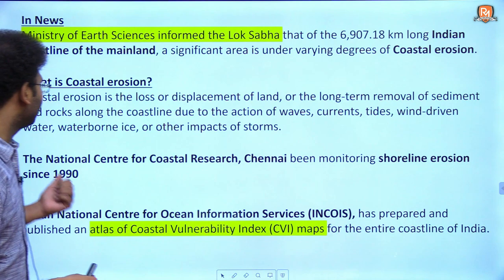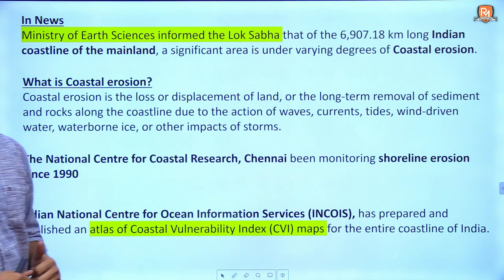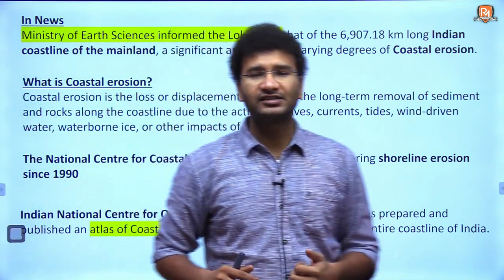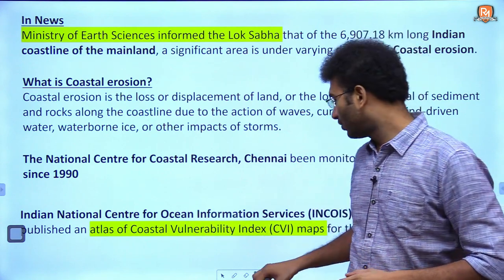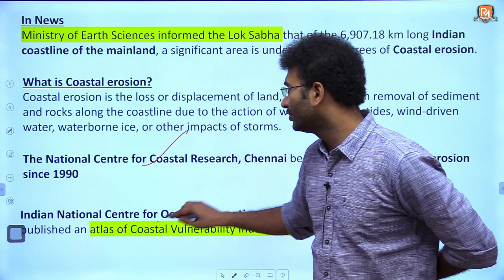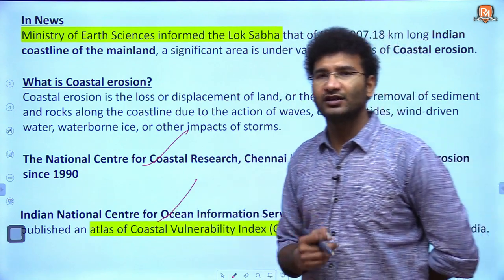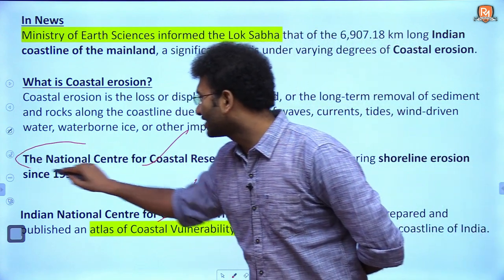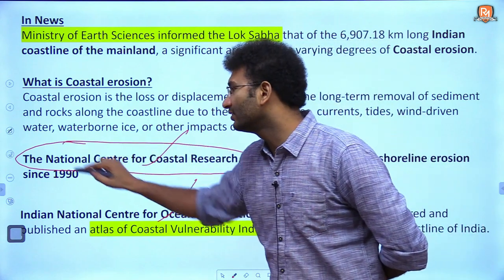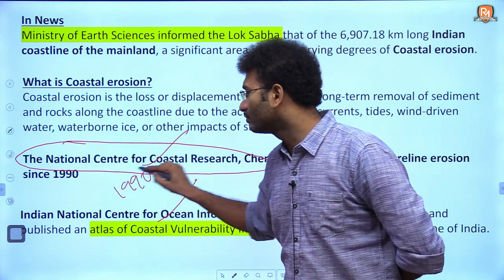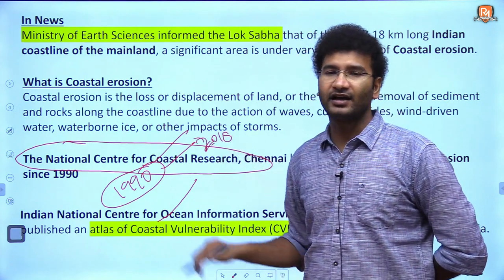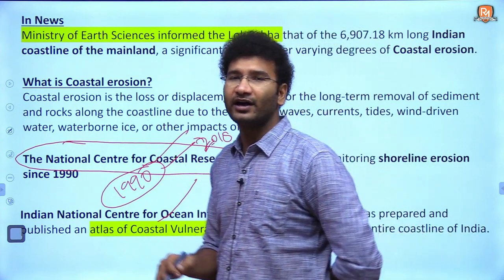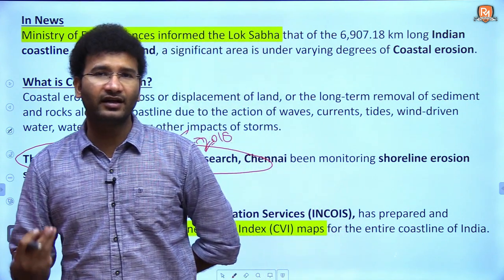The first body is the National Center for Coastal Research, and also the Indian National Center for Ocean Information Services, INCOIS. These two bodies have been put into action to take care of the coastal areas. The National Center for Coastal Research, since 1990 till 2018, mapped the coastal areas and has given an atlas, and this atlas is now being used to identify these erosional activities and take measures.